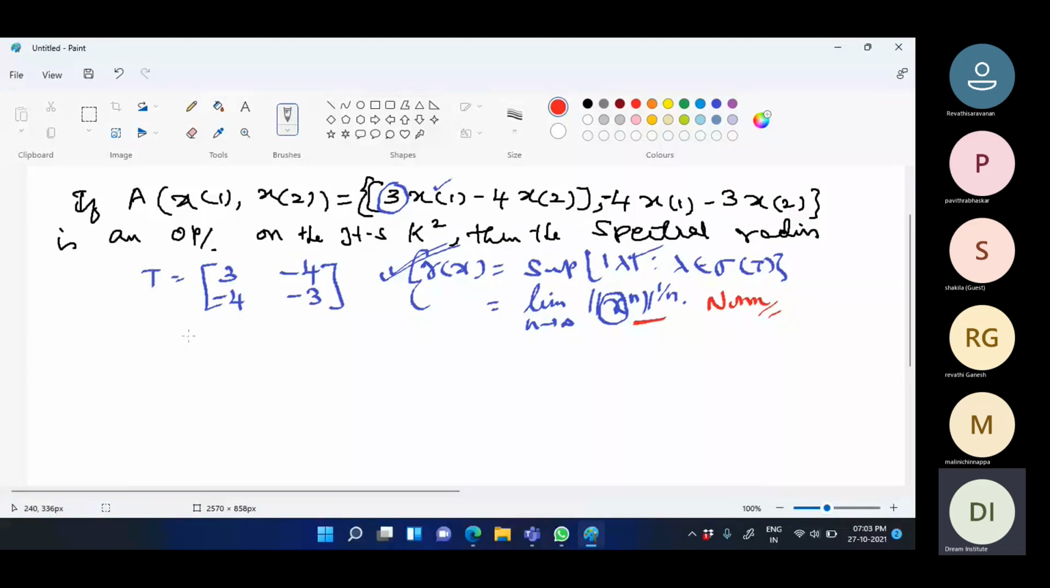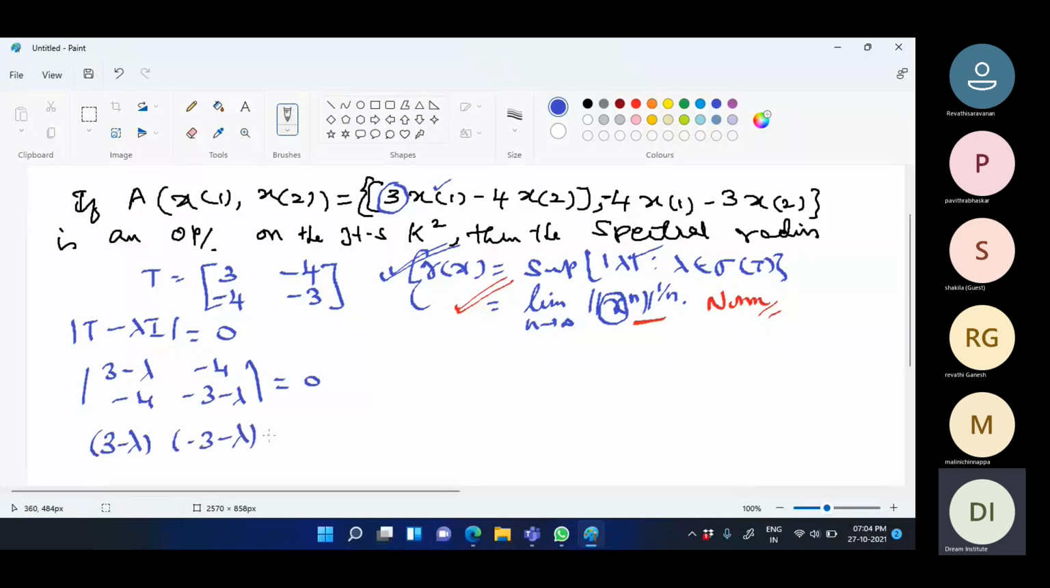So obviously we have to use this formula: supremum of mod lambda. Mod lambda, even if we get it as negative, we will take it as positive. So let us continue. How do we find the lambda value? T minus lambda I is equal to 0. So the determinant of 3 minus lambda, minus 4, minus 4, minus 3 minus lambda is equal to 0. So cross multiplying: 3 minus lambda times minus 3 minus lambda minus 16 is equal to 0.